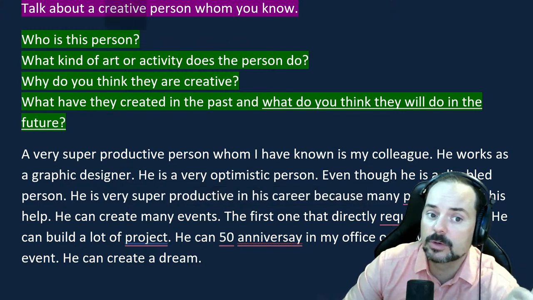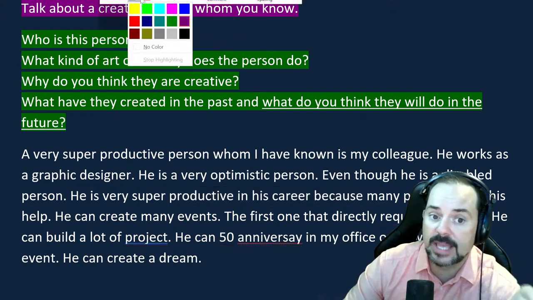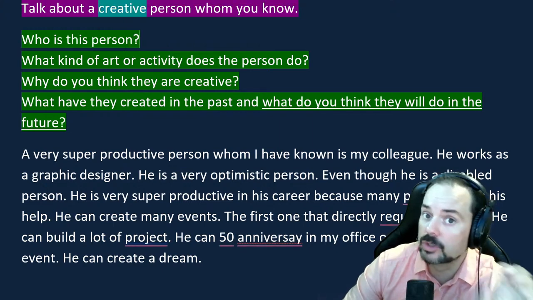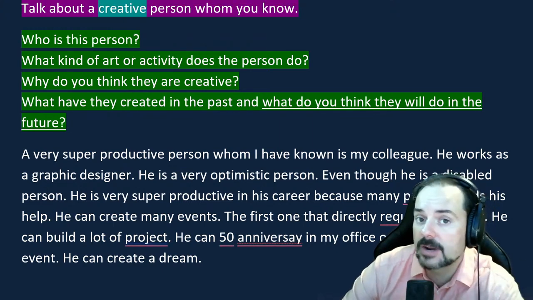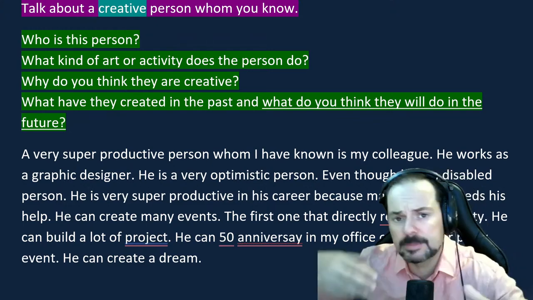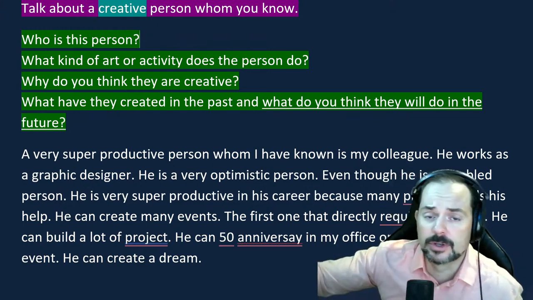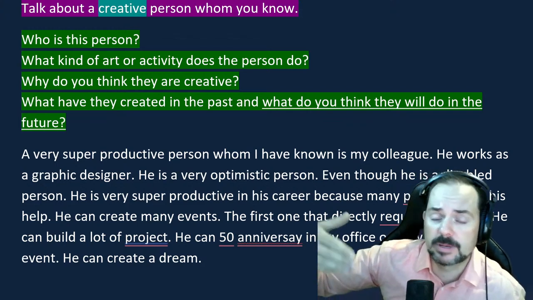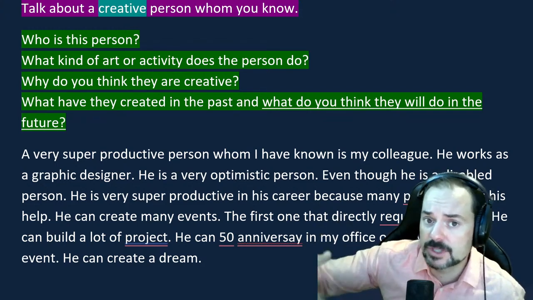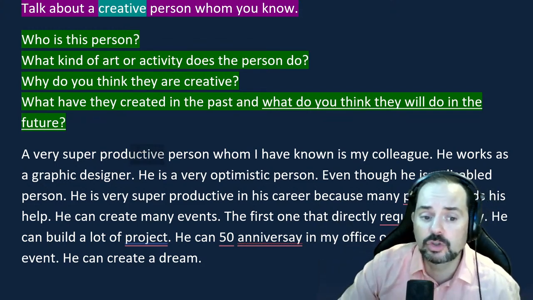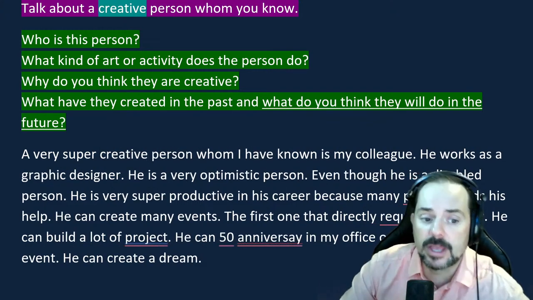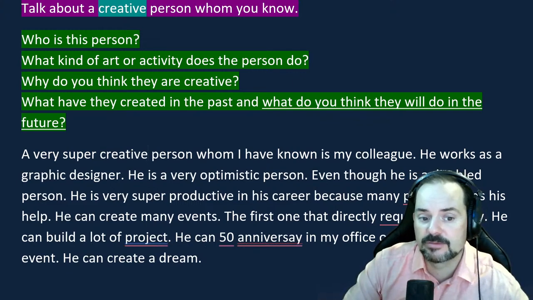So when the key word in the question is creative, okay, then in your answer, use the same word. Don't even try to paraphrase it. And this is for everybody. You can paraphrase it later, like what Sun did with the expression think outside the box. But for the first sentence, for the very beginning, use the word creative. Okay. So a very super creative person whom I have known is my colleague.